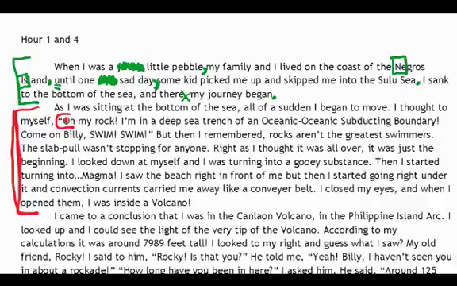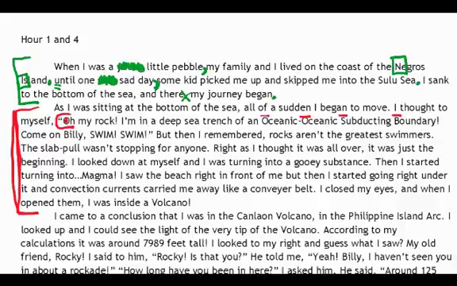One thing though, oceanic subducting boundary, unless you're going to name a specific one, you don't need capital letters here because it's a term. It's not a name, so those should be lowercase.